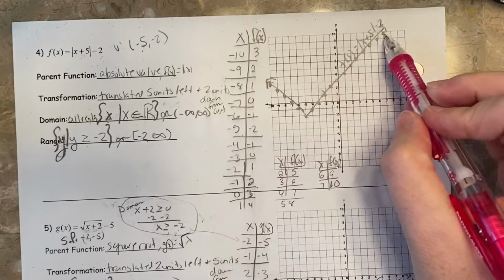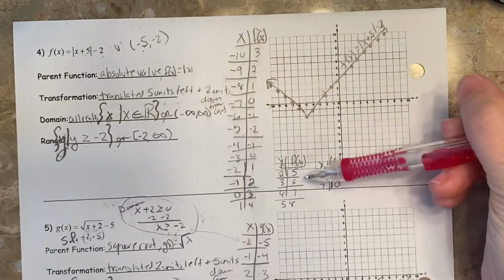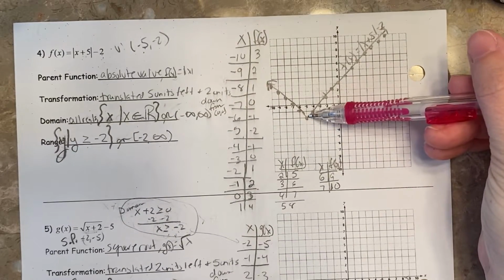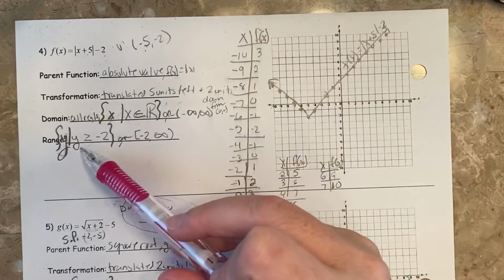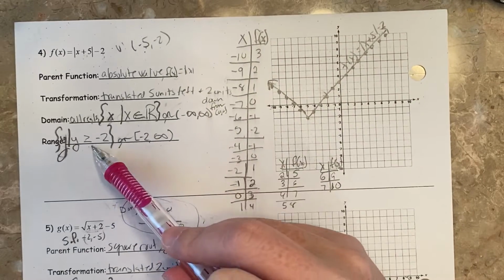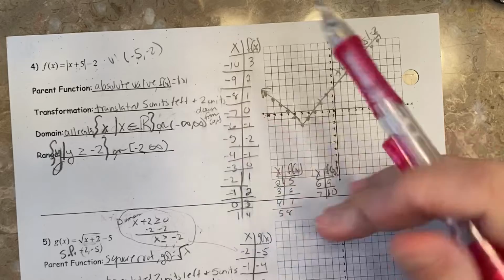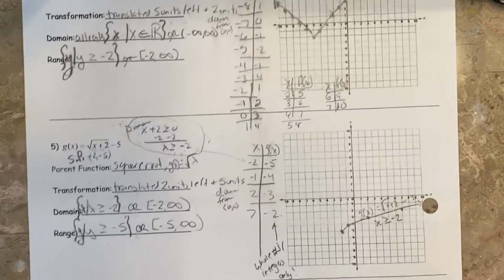The arrows going left and right is what makes it all reals. Your lowest y value is negative 2, and then above. So that's why it's greater than or equal to negative 2. Again, this is set builder, and this is interval notation. No, you don't have to write both, but it's good to practice both.